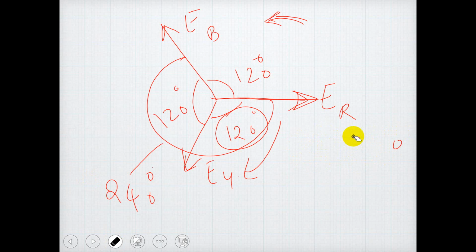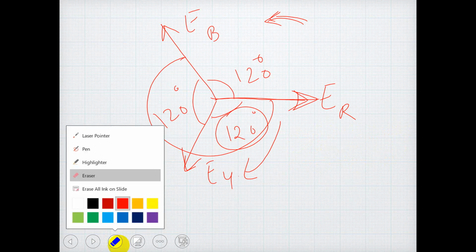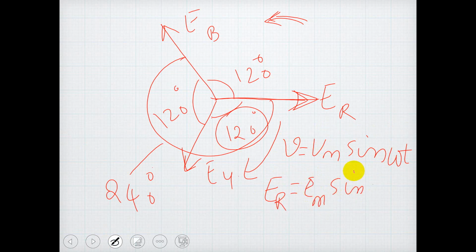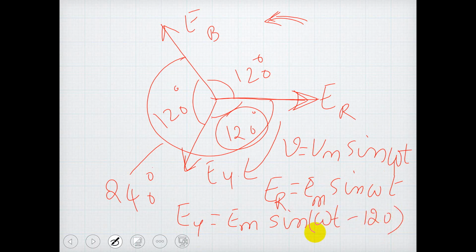instead of like we have normally seen in the single phase, like we have V is equal to Vm sine omega t. In the same notation, if you write the voltage in one of the phases, ER is equal to Em sine omega t. If you take ER as a reference, because omega t is normal with respect to this. So now EY is lagging ER by 120 degrees. So EY can be written as EY is equal to EM sine omega t minus 120 with reference to ER.